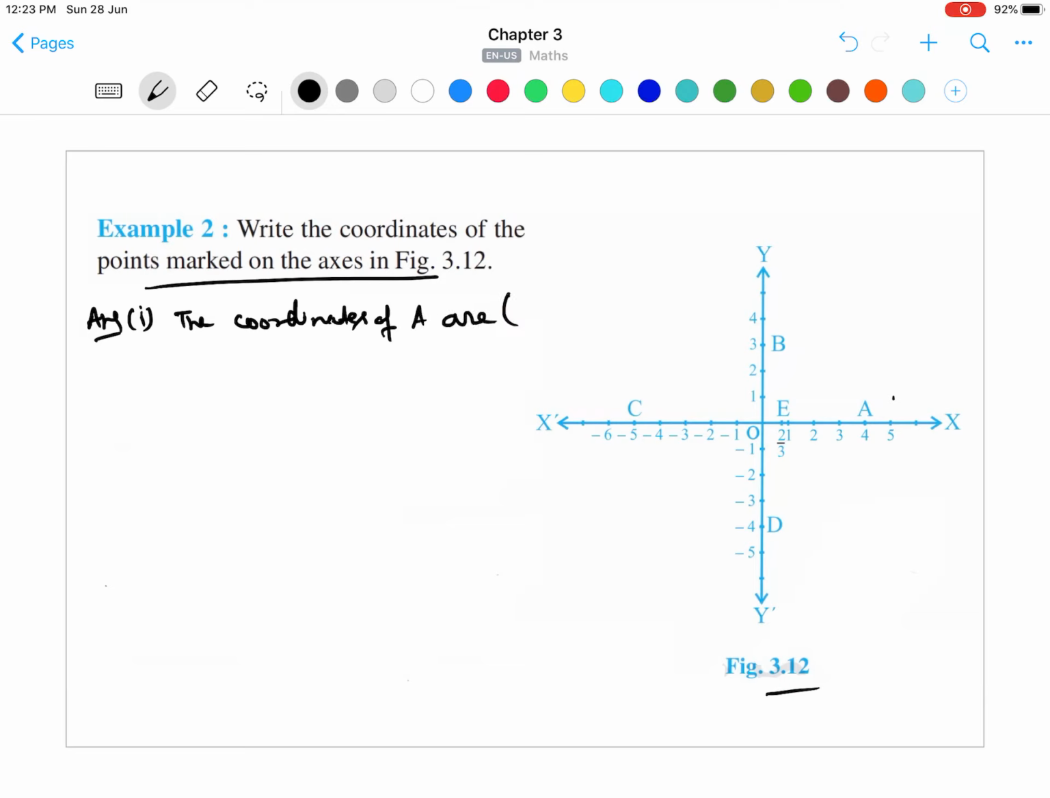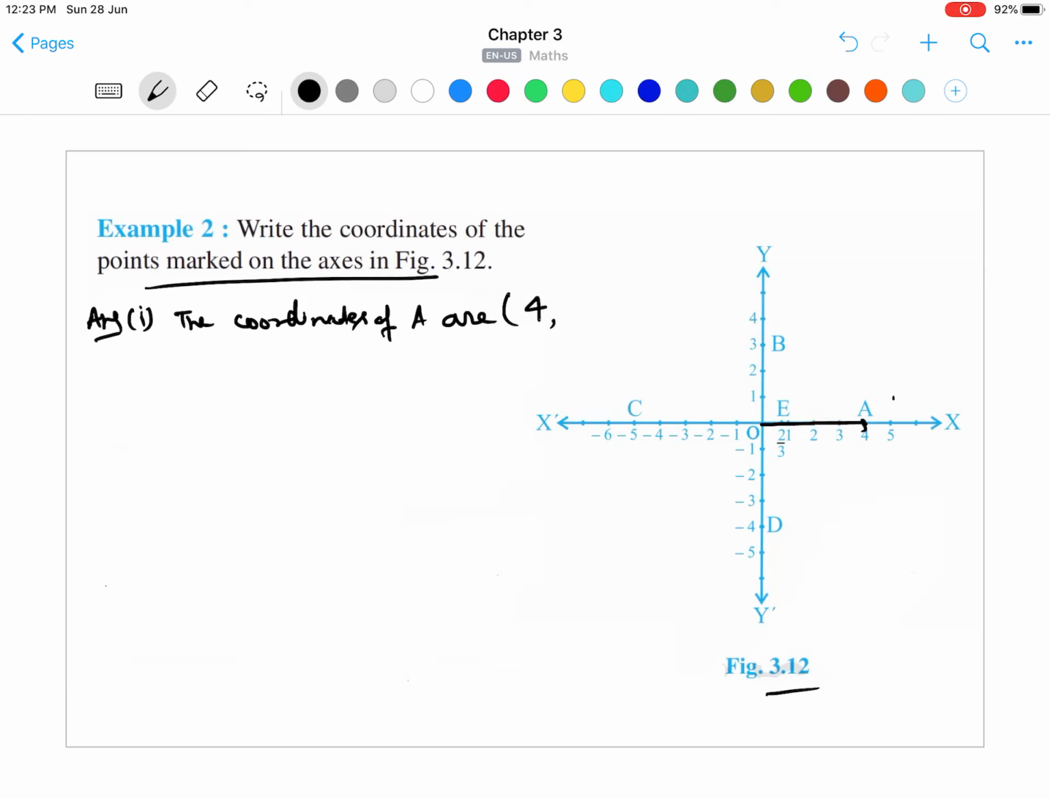Now listen to this carefully. As this A is lying on the x-axis, its x coordinate is, we have moved 4 places in the OX direction. That means its coordinate is plus 4 for x.